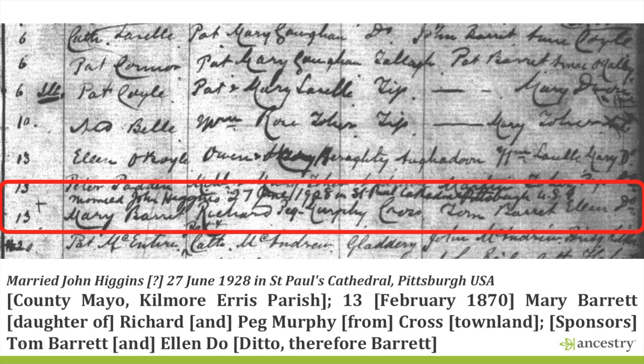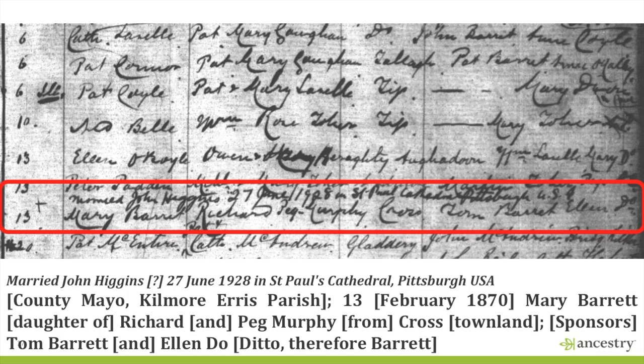So here's one very interesting example. It's from the 13th of February, 1870. Mary Barrett, who was the daughter of Richard and Peg Murphy from Cross Townland in Kilmore Erris Parish then in County Mayo. So a notation has been written above her entry: "married John Higgins, 27th of June, 1928 in St. Paul's Cathedral, Pittsburgh, USA."